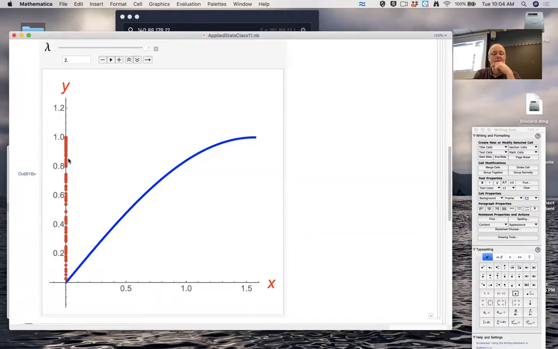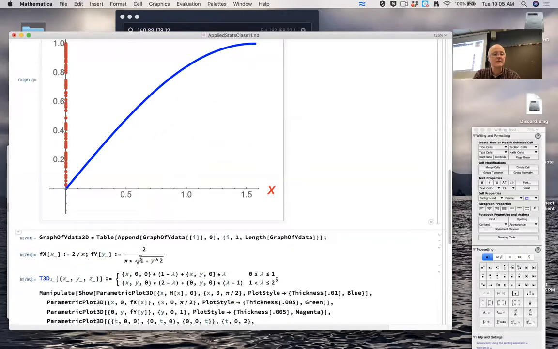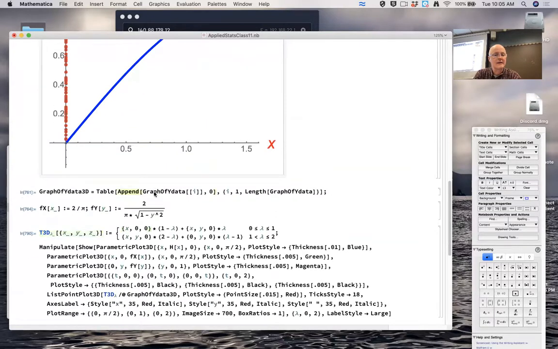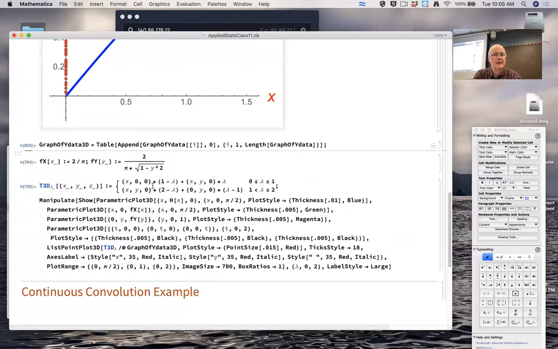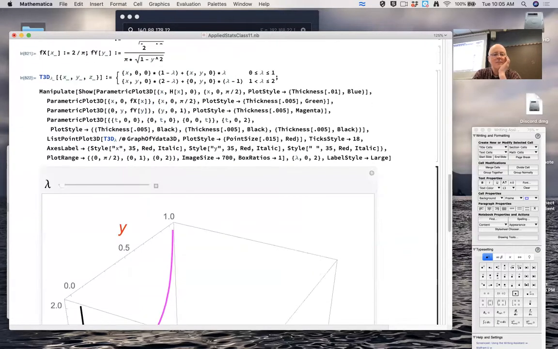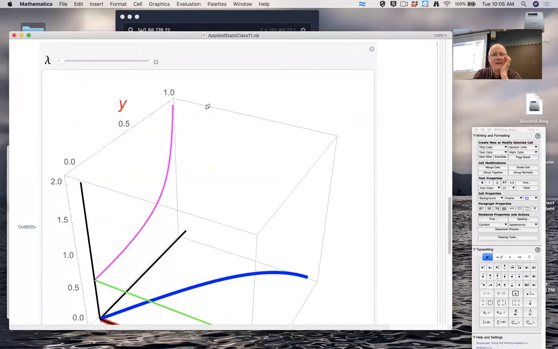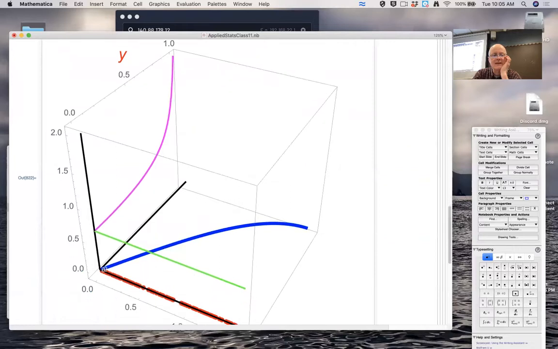And here's a 3D picture of it, showing exactly the same thing with the PDFs of X and Y superimposed. The PDF of X is this horizontal line, that's the uniform distribution. The PDF of Y is this pink curve. Notice it's got a vertical asymptote as you approach 1.